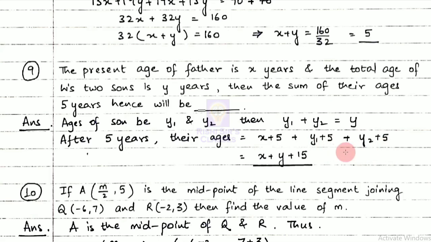I am taking the age of the first son as y1 and the second son as y2. So it will be y1 plus 5, y2 plus 5. So the final answer will be x plus y plus 15: 5 years for the father and 10 years for the two sons. So the answer is x plus y plus 15.